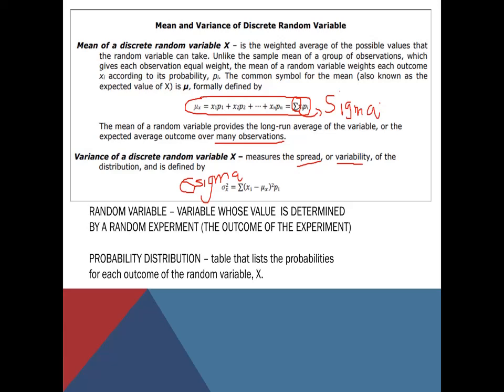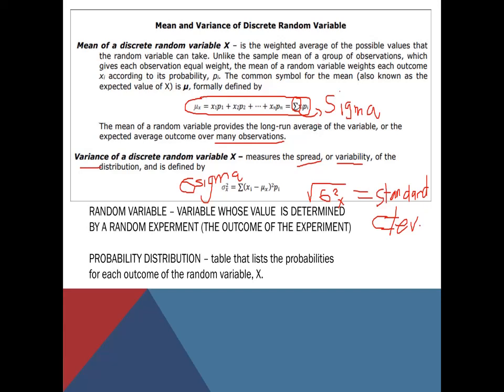Now, to get the standard deviation, we just take the square root of the variance. Okay? When we take the square root, that will now be the standard deviation. So again, if we take the square root of the variance, the result is your standard deviation. So that is our measurement of spread of our data.